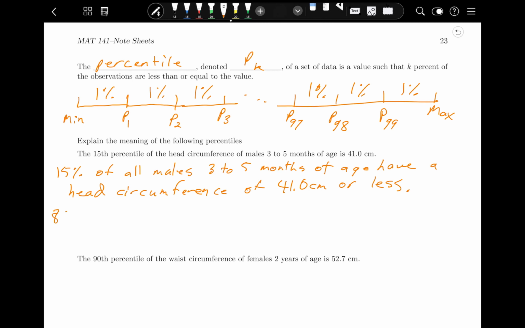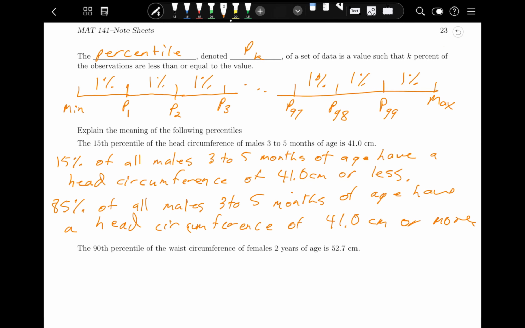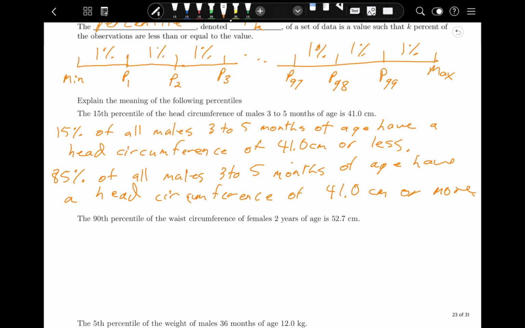Also, we could say 85% of all males 3 to 5 months of age have a head circumference of 41.0 centimeters or more. So 15% of the data is less than the 15th percentile, and then therefore 85% of the data has to be more than that. Okay? So let's just do one more together, and then we'll move on.